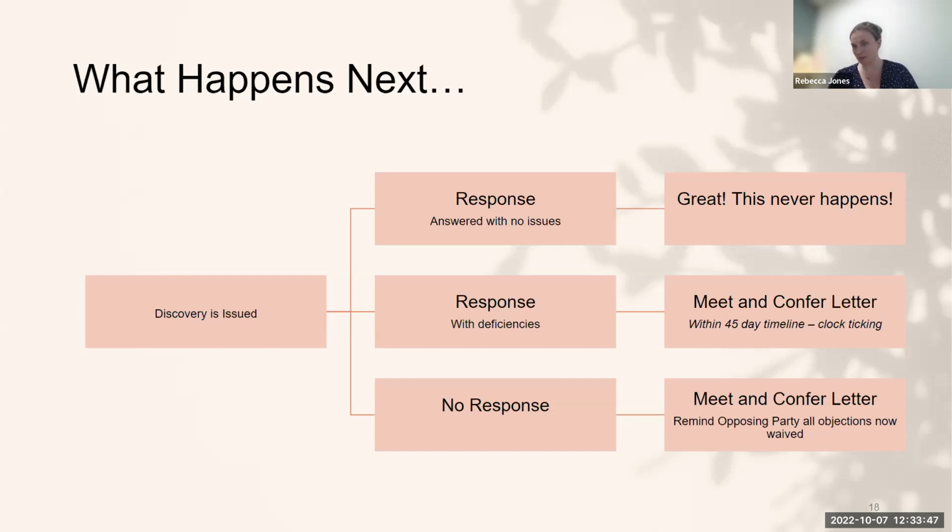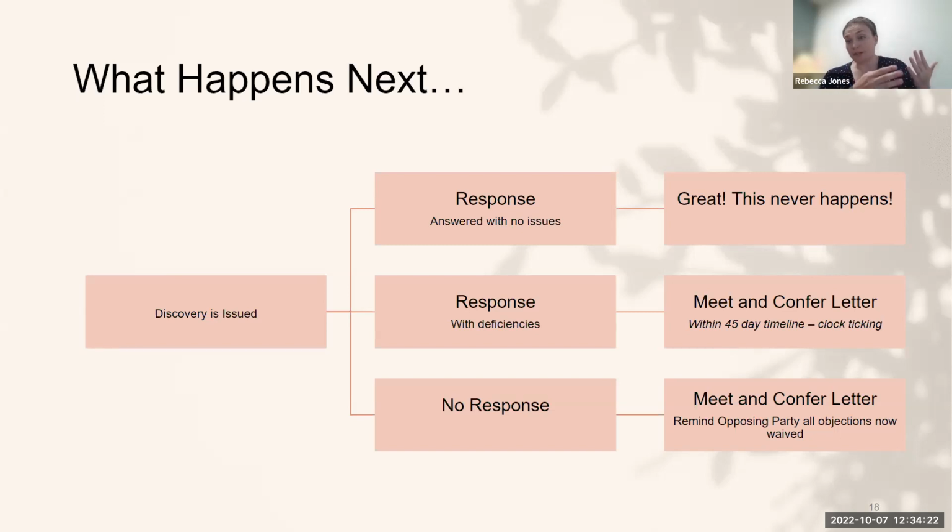The most common is a response with deficiencies. Somebody's made a good faith effort to comply, but for whatever reason, it's missing information. So then you have to do a meet and confer letter. There's a 45-day timeline. It's governed under several different statutes within the CCP. This 45-day timeline is from the date you get back the responses. Within 45 days, you must do the meet and confer letter, see if they give you a supplemental response, and then file the motion to compel if necessary.